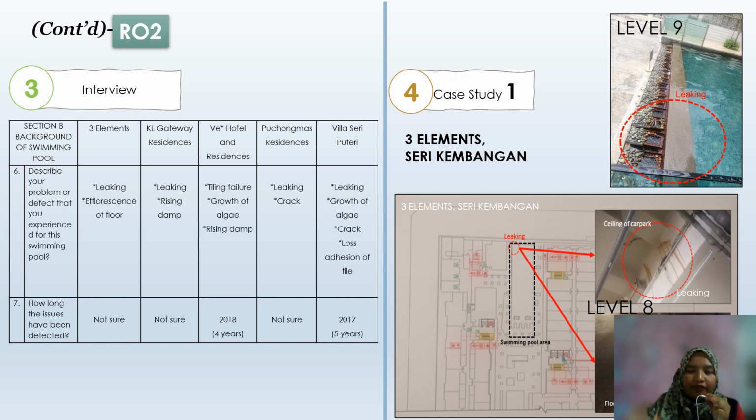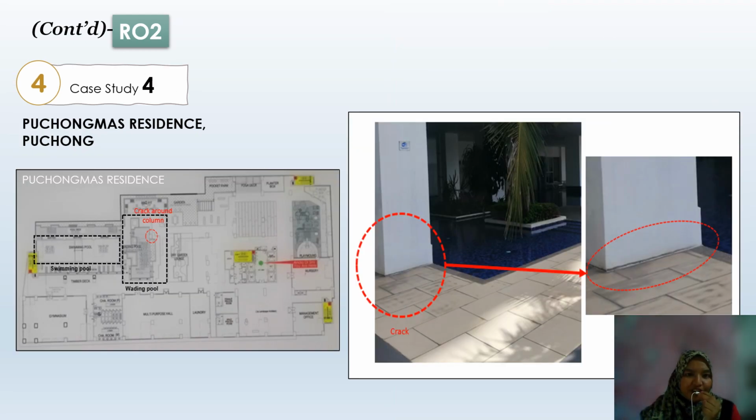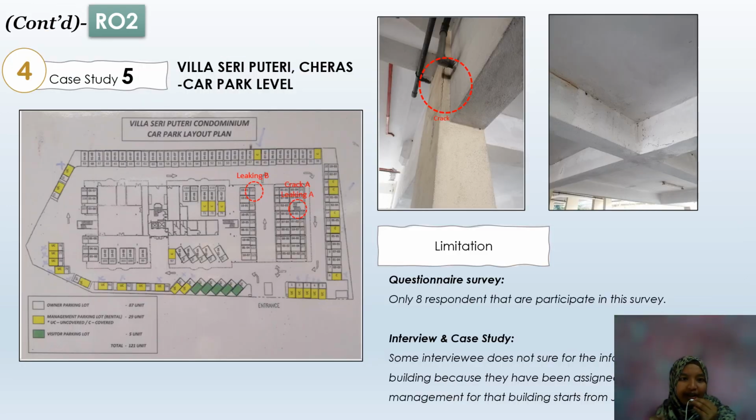Thus, the first case study has 3 elements, where leaking and efflorescence of the floor are the defects. Second, Cat Gateway Resident, rising damp. Then V Hotel and Resident, growth of algae and rising damp. Next, Puchong Mas Resident, cracks around the column. Lastly, Villa 1003, growth of algae, cracks, and lost adhesion of tiles. This one also has cracks below the swimming pool, which is the car park area.